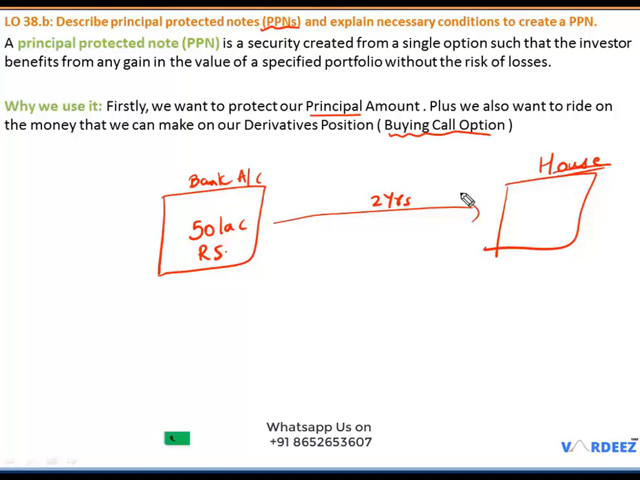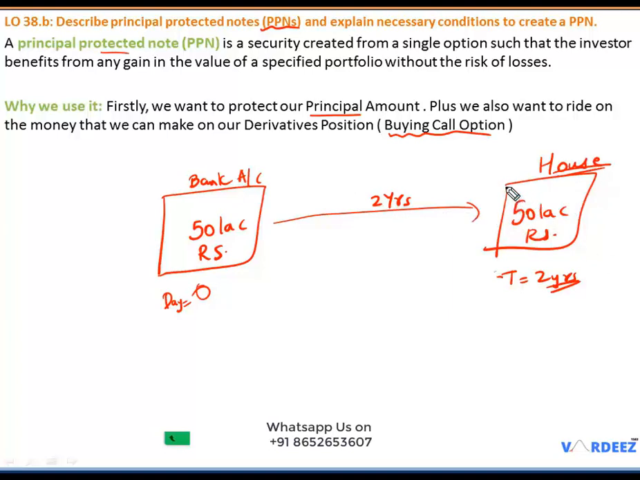So how you can think about PPNs is that you can approach the bank or any seller or any issuer who is giving out this PPN. Essentially, with this 50 lakh, you say to the bank, okay, I've got this 50 lakh right now at day 0. But after 2 years, that is T equal to 2 years, I need this 50 lakh back because I want to buy a house.